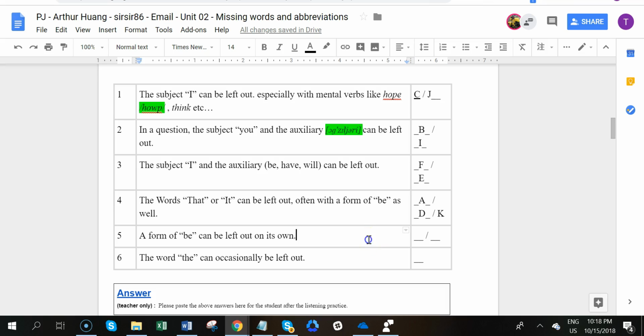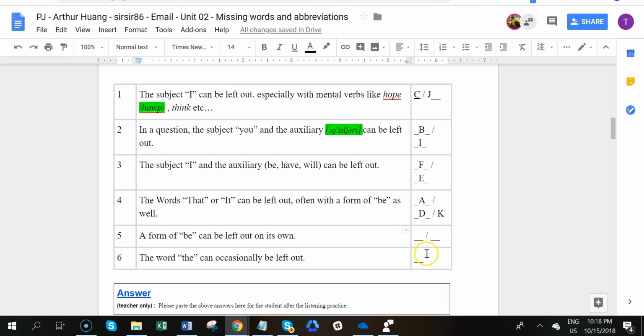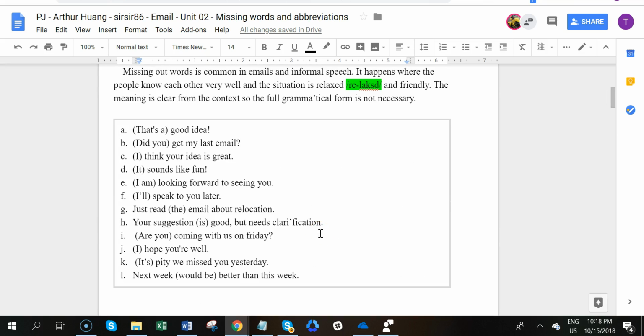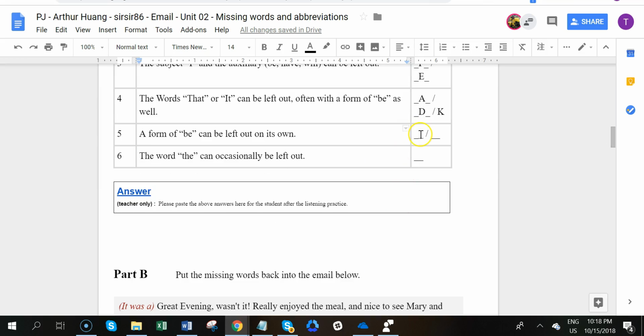So can you please read number 5? Number 5. A form of B can be left out on its own. Okay, a form of B can be left out on its own. H and L. Yes, it's H and L.